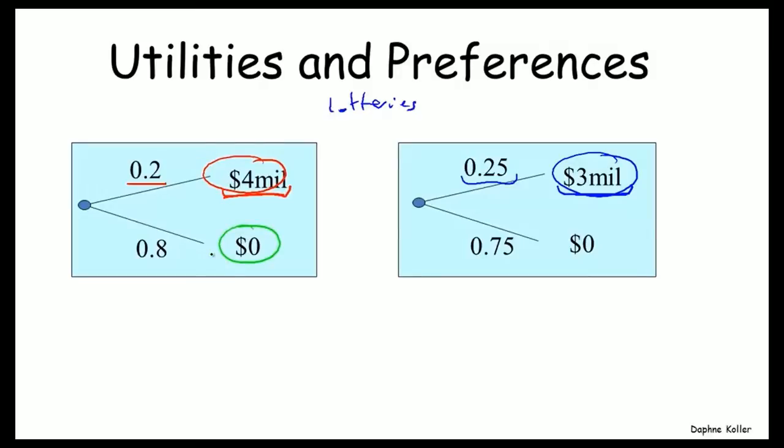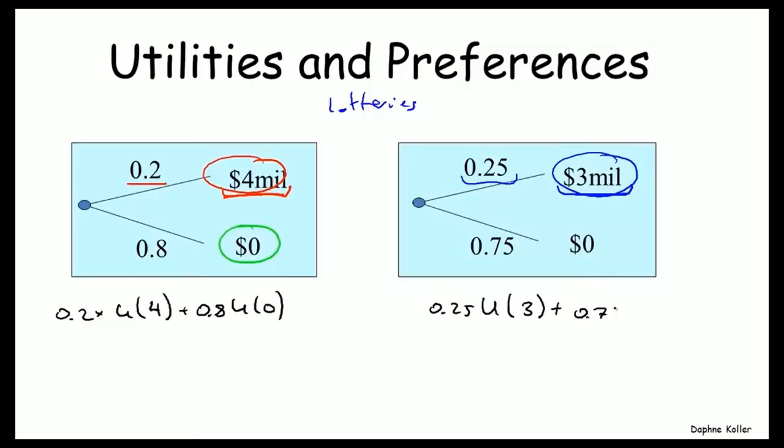Specifically, we can then compare 0.2 times the utility of the outcome 4 million plus 0.8 times the utility of the outcome $0, versus the expected utility for the second lottery, which is 0.25 times the utility of $3 million plus 0.75 times the utility of $0. And we can compare these two expressions and decide whether we prefer the one on the left, the one on the right, or they're equally good in our view.